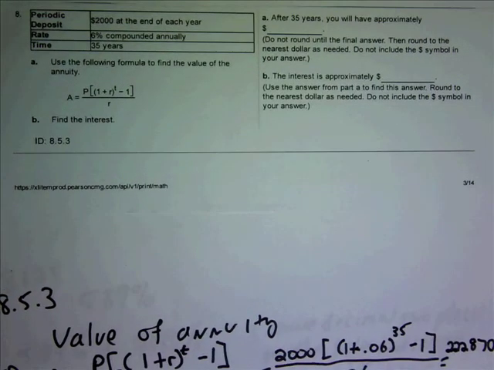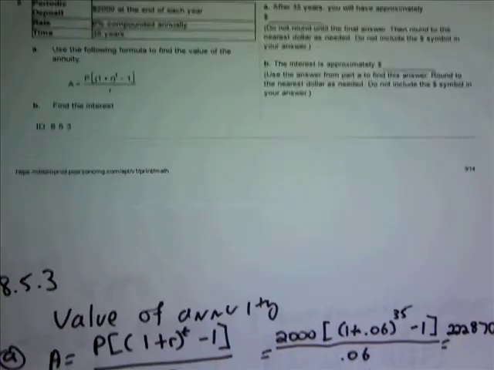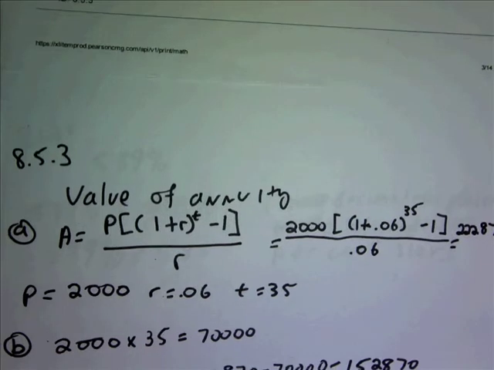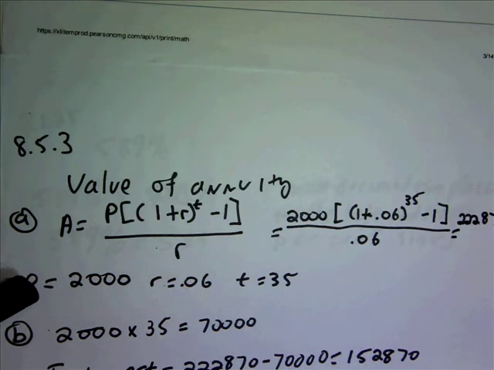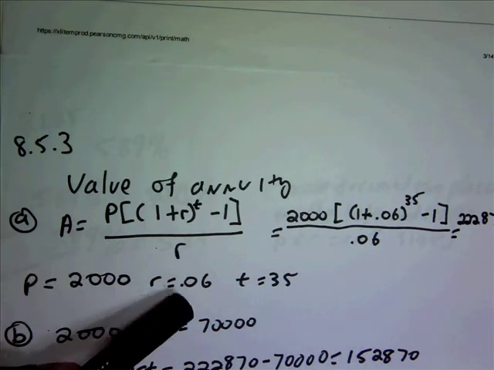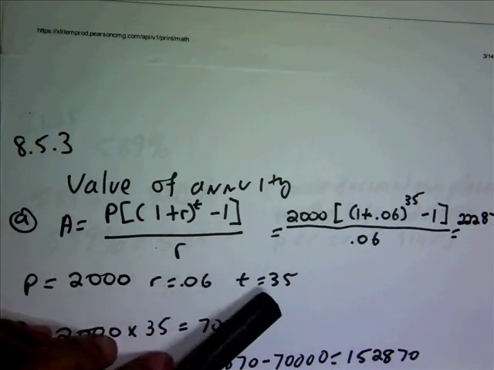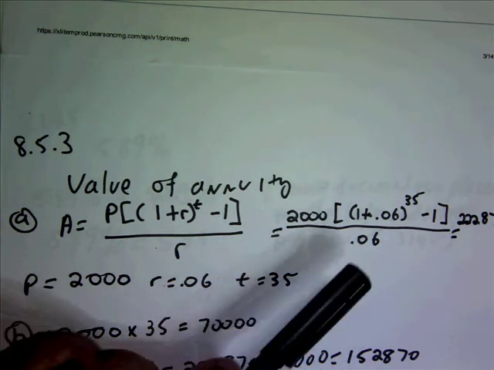And then they ask us to find the interest. So let's take a look at how they approach that. So we have our formula here. We have a starting amount being applied every year, then our interest rate, and then the time is 35 years. So then I plug in here.